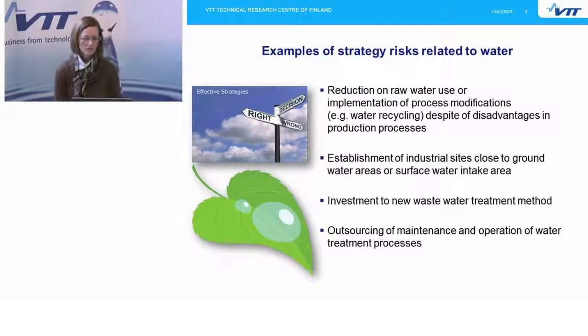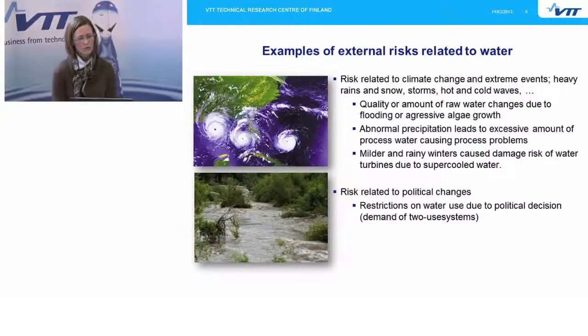Then there are external risks, and one very good example mentioned already today is climate change and its effects. It can cause extreme events, for example, heavy rains or snow, storms, hot and cold waves, which again can lead to changes in quality or amount of raw water, for example. Or abnormal precipitation may lead to an extensive amount of process waters, causing process problems and maybe problems even to the whole business continuity.